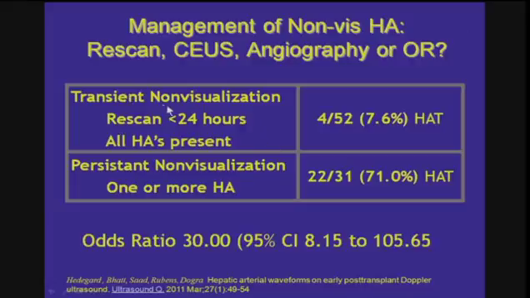So if we have transient non-visualization of 1 or more hepatic arteries, we will rescan in less than 24 hours. We will rescan. And if we did that and all hepatic arteries were present, then there was very minimally increased risk of hepatic artery thrombosis. If 1 or more remains non-visualized, the risk was 71%. So in this case, if there's a persistent non-visualized, those are the patients that we would send down for angiography.